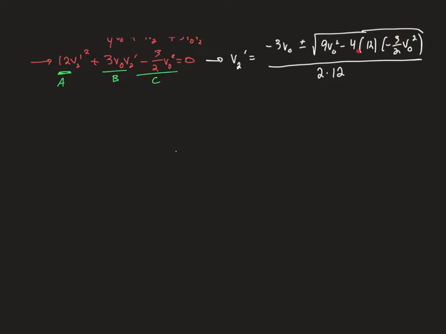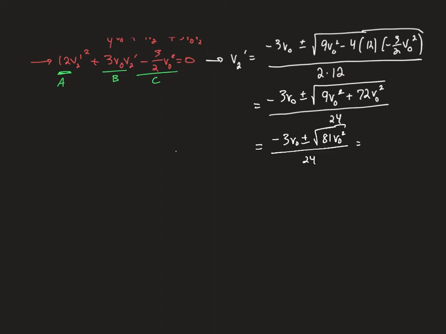3 times 4 is 12. 12 times 12 is 144, divided by 2. 144 divided by 2 is 72. And then we have negative signs here, so that becomes positive. Okay, so that's a 9v naught squared plus 72v naught squared. That's nice because 72 plus 9 is 81, and I can actually take the square root of that. So that's going to be the square root of 81v naught squared.